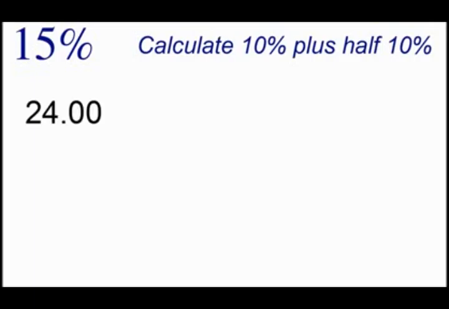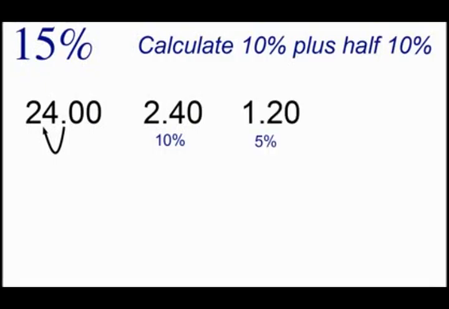In the number 24, we start out by calculating 10% by moving the decimal point one spot over, and now we take half of that. So half of 2.4 is 1.2, and we add these two numbers together to get 15%, which is 3.6. Now this may sound complicated, but trust me, if you practice, you'll get very good at it and you'll be able to calculate 15% in your head.